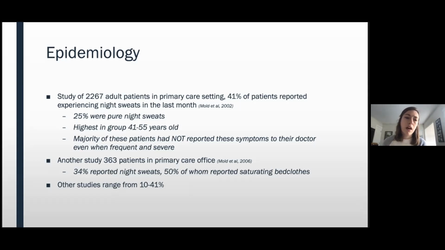Another study later by the same author of about 360 patients, 34% of those patients did report night sweats, and 50% of those reported that they were saturating their bedclothes. So again, pretty severe in quite a few patients.